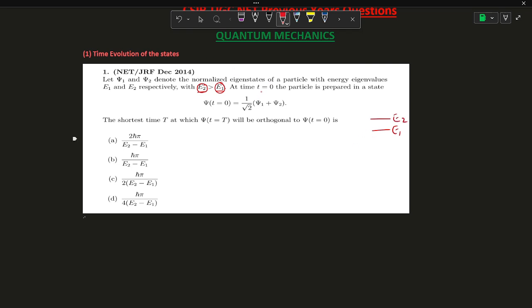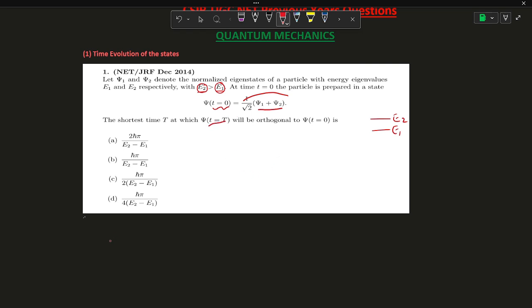At time t equal to 0, the particle is prepared in the state psi(t=0) equal to 1 upon root 2 (psi1 plus psi2). This is the linear combination of psi1 plus psi2 at t equal to 0. Now, what will be the wave function for the linear combination of states E1 and E2 at time t?